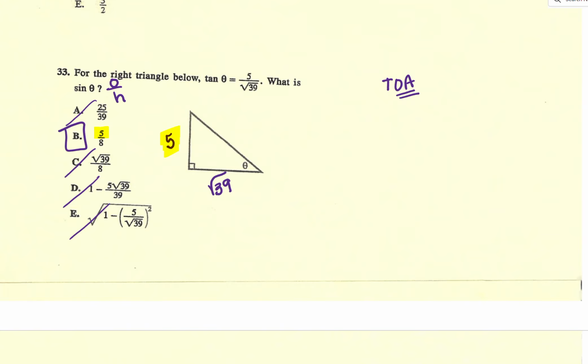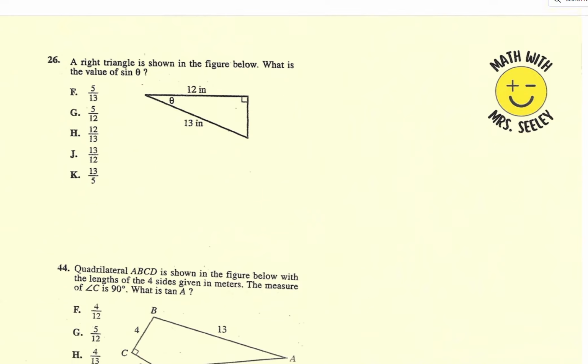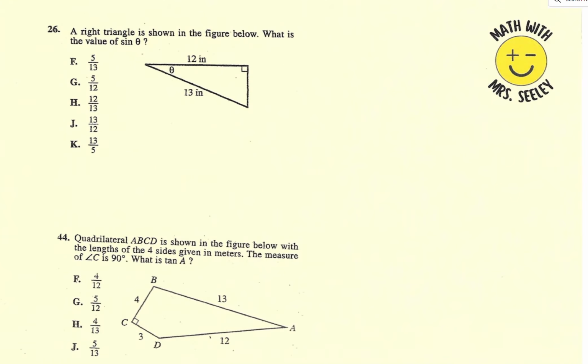You know, on the ACT, you're trying to find the right answer. Realize, though, that getting the right answer sometimes means getting rid of all the wrong answers. All right, let's take a look at this one. A right triangle is shown below. What is the value of the sine of theta?